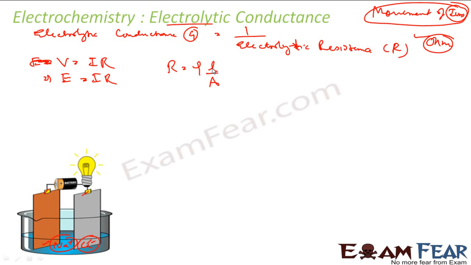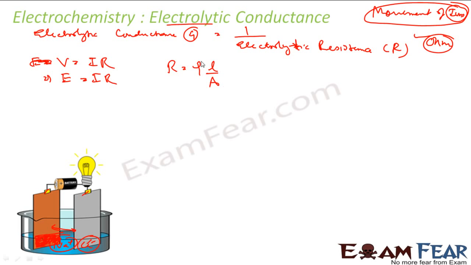So what is L? L is the distance between two parallel plates. And what is A? A is the area of cross section of the solution which is in contact with the electrode. Only this much area of the electrode is in contact with the solution. Please note, A is not the area of the whole electrode. A is the area of only the electrode that is in contact with the solution.